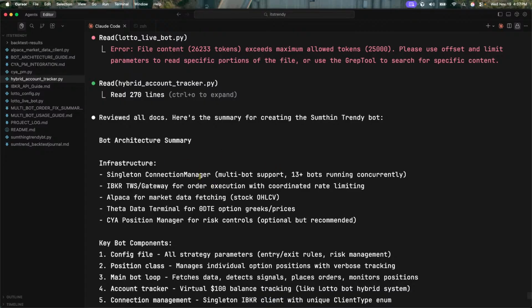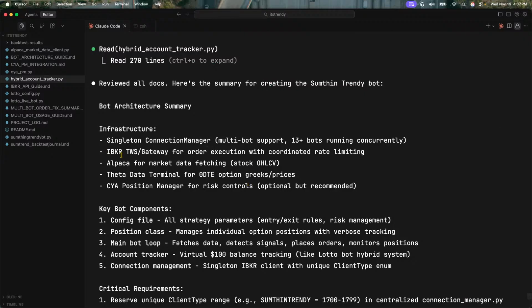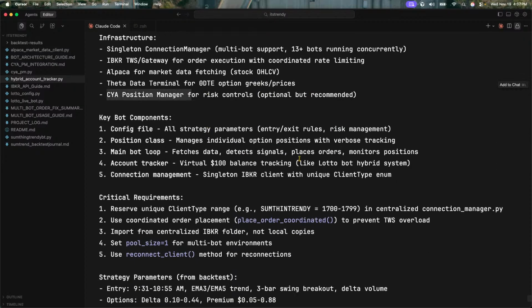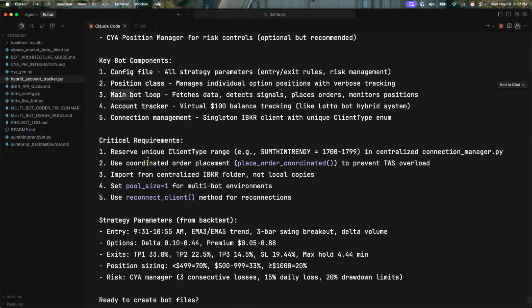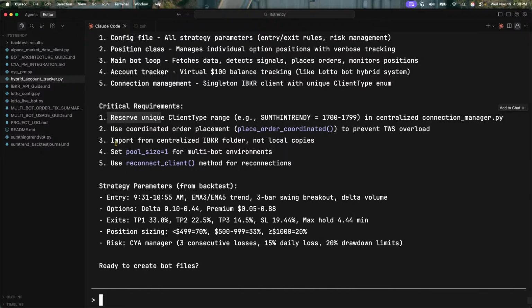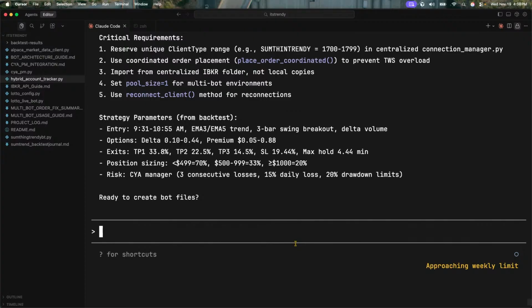Reviewed all the docs, singleton, running concurrently. Alpaca, okay. Theta Data, there we go. CYA position and risk controls, optional but recommended. We're definitely going to be using that. Config file, main class, main bot, reference client lookup. No, we're going to need to change that. Use coordinated order placements to prevent TWS overload. Import. Yep.